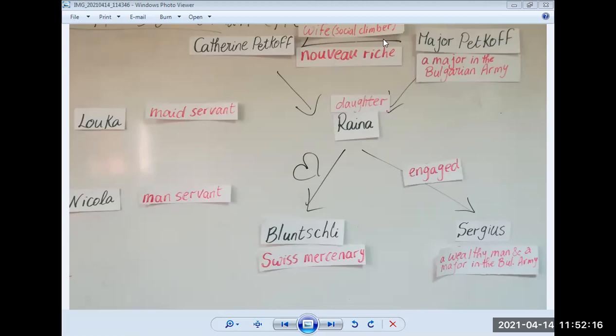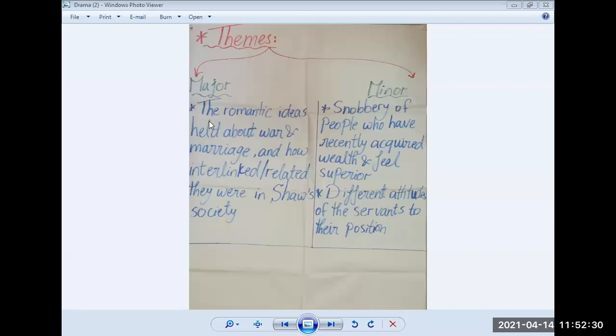Let's move to the following element, which is the themes. We have mainly three themes: major themes and minor themes. So we have one major theme, which is the romantic ideas held about war and marriage, and how interlinked or related they were in Shaw's society. Shaw's society used to believe that war is related to heroism and glory. However, Bernard Shaw is totally against this idea and he's criticizing it in his play.